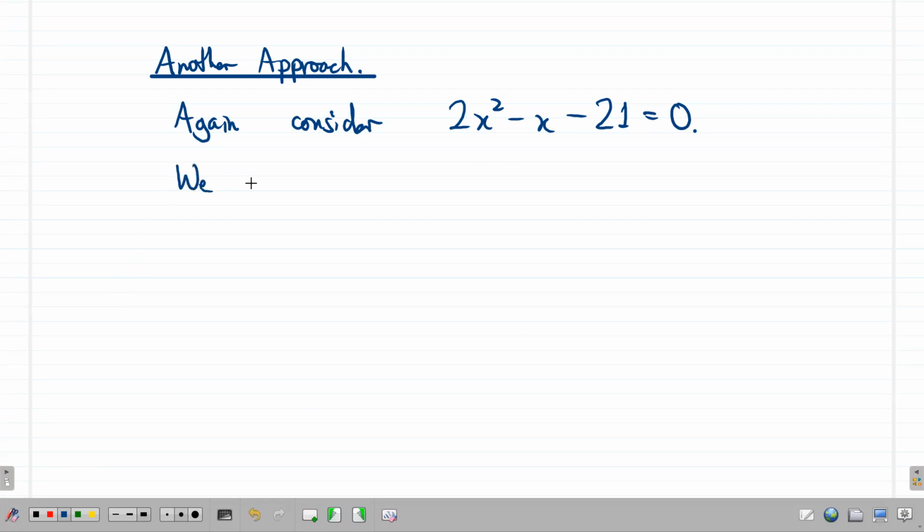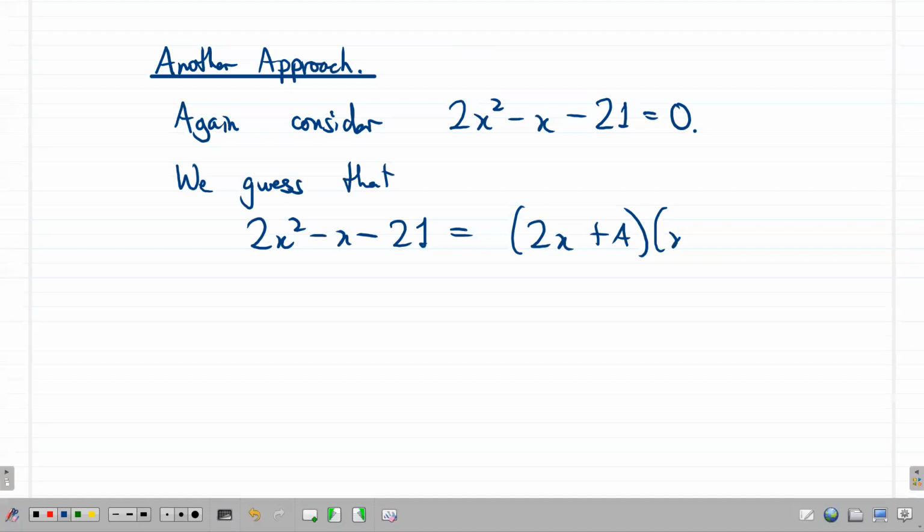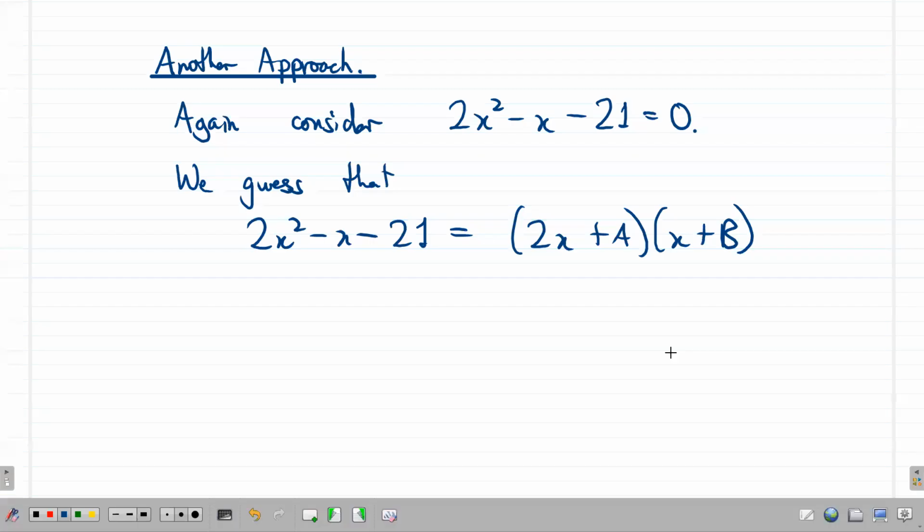So let's guess the following form of it. We guess that our quadratic is something of the form (2x + A)(x + B). I'm writing A and B in capitals to distinguish them from little a, little b, and little c. Now I know it has to be 2x plus something times x plus something because the term on the left-hand side is 2x squared. I don't know what capital A is, and I don't know what capital B is. I've got to find out what they are.